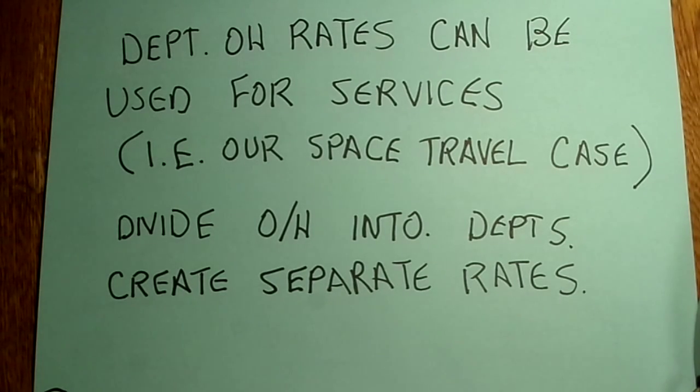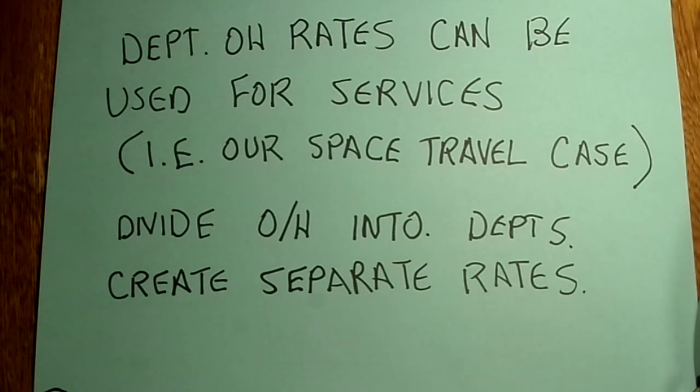So, an alternative we have to a plant-wide overhead rate, and even though we don't have a plant, the initial requirements of the case study came up with one overhead rate that we used for all overhead. And if you think about it, we had a lot of overhead. Most of what the company had in terms of cost was overhead. So department overhead rates are something that services can use. We can have multiple departments, and each department can have its overhead rate. So it's perfect for our space travel case.